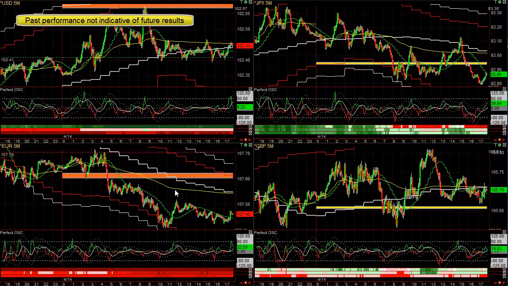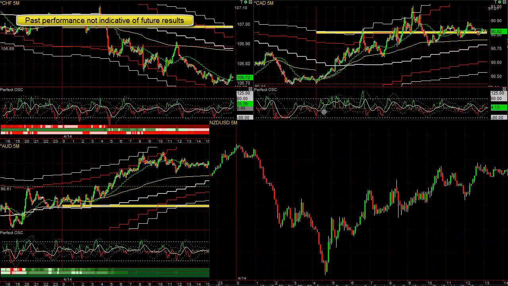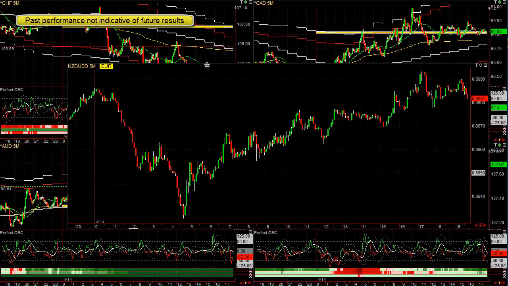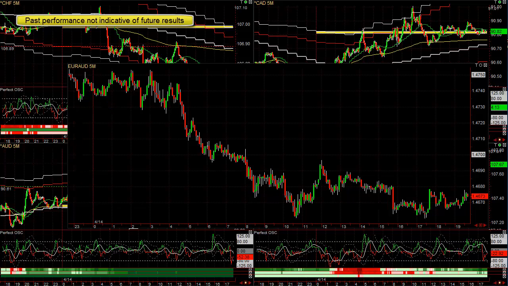As you can see, again, the euro was weak. Let's find another one that was strong today. The Australian. So basically, weak euro, strong Australian. You want to sell the euro Aussie. And as you can see, just pretty much straight down all day.